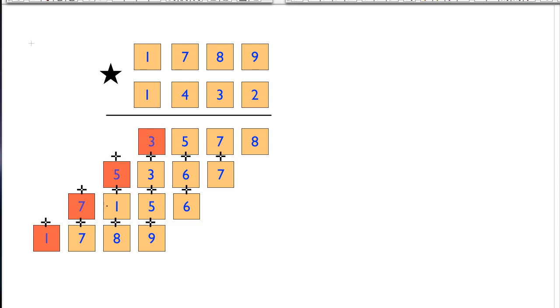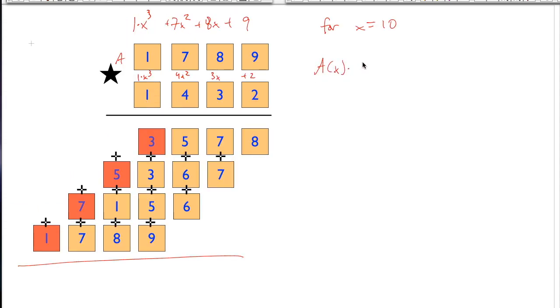So we took these two numbers and multiplied them the schoolbook way. Another way of looking at this multiplication is to think of the top number a here as a polynomial. So this is like 1 times x cubed plus 7 times x squared plus 8 times x plus 9. And similarly, this is 1 times x cubed plus 4 times x squared plus 3x plus 2, for x equal 10. Multiplication of two numbers can be looked at as multiplying a of x times b of x, computing c of x, and then returning c of 10.